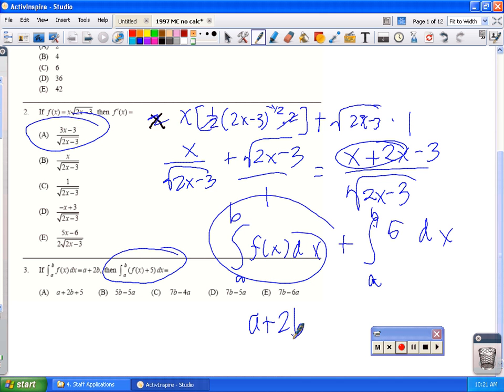Are we in agreement? When we find the antiderivative of 5, we get 5x evaluated from a to b, so we get 5b minus 5a. We combine like terms. A minus 5a is negative 4a, and 2b plus 5b is 7b, and the answer is C. Questions, doubts, fears, or concerns? Are you okay?